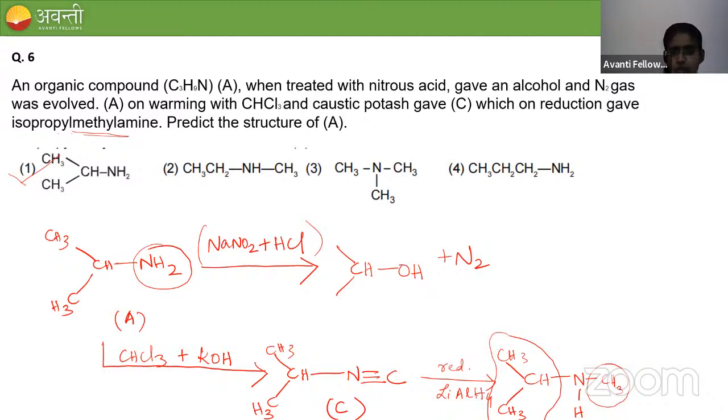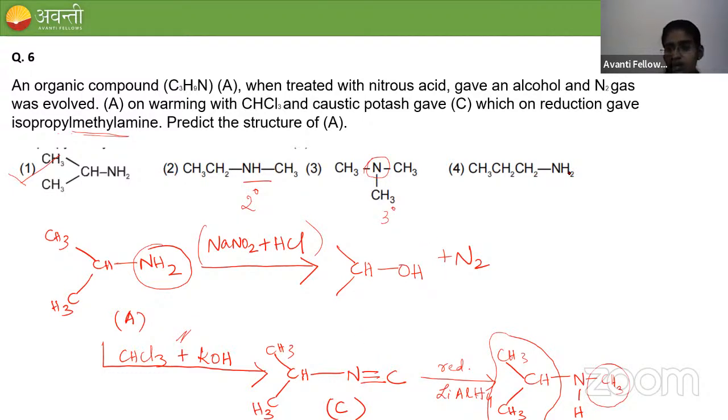Normally, compounds 2 and 3 cannot be the answer because in compound 2, we have NH. NH means it is a secondary amine. This will not undergo the carbylamine reaction, will not give an isocyanide, and again that cannot get reduced. And a tertiary amine also will not react. N is attached to 3 alkyl groups, right? So it is a tertiary amine. A tertiary amine also will not react with CHCl3 and KOH, so we will not get the product.